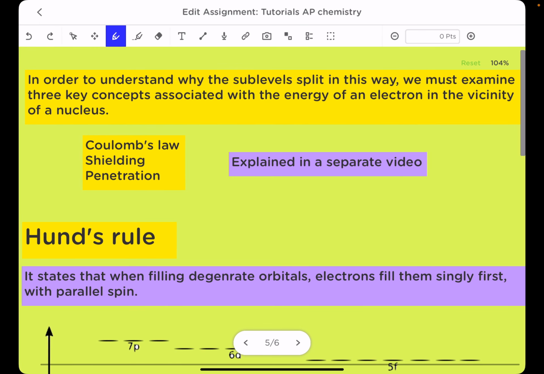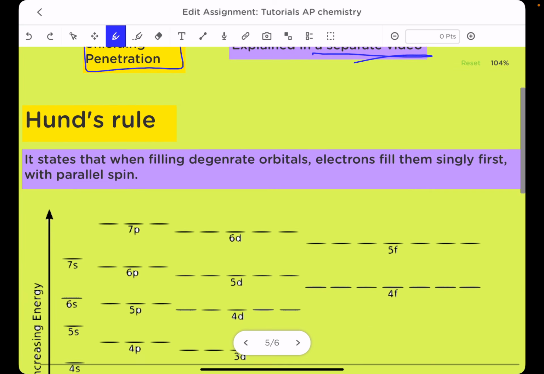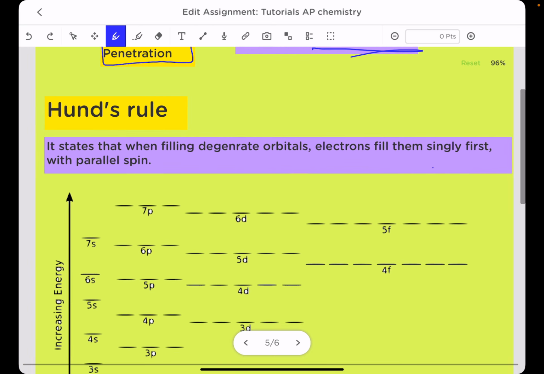As I mentioned, in order to understand why the sublevels split in this way, we must examine three key concepts associated with the energy of an electron in the vicinity of a nucleus. These concepts are Coulomb's law, shielding, and penetration. I will be doing this in a separate video. Now let's move on to Hund's rule.